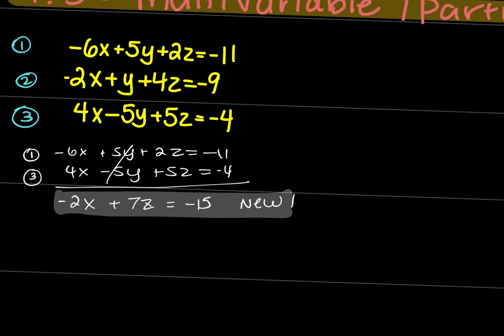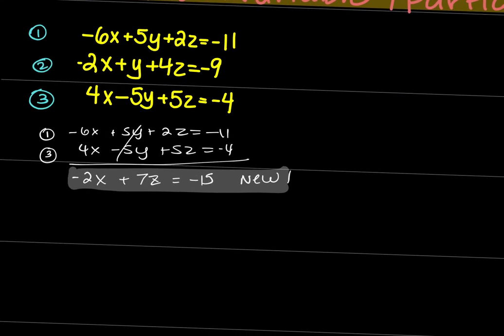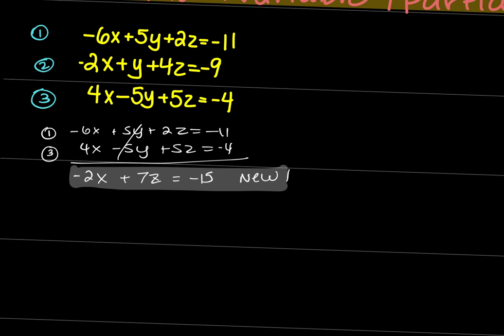Now I didn't use 2, so I have to use 2. Which one do you want to compare or pair it with? Why 3? Good. So I would have done the same. 3 already has a negative, and I don't have to worry about changing the signs. And then I just have to multiply 2 by 5.